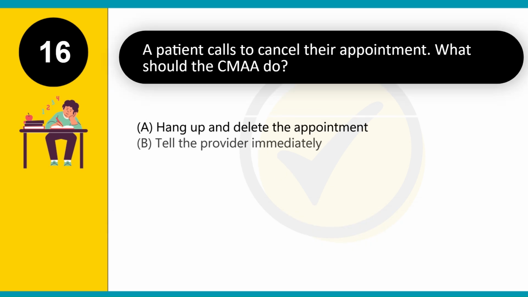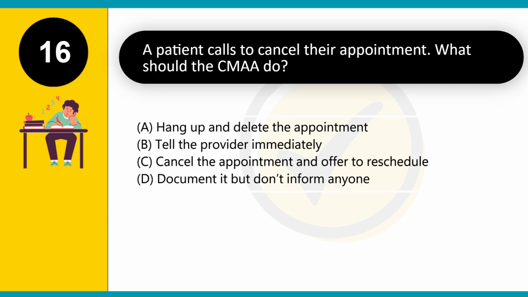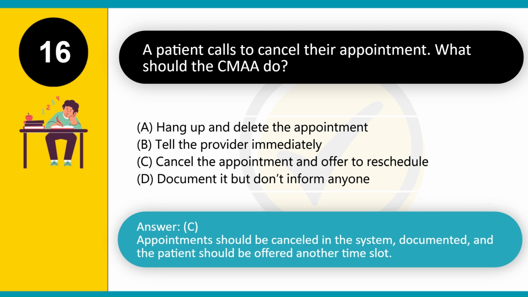A patient calls to cancel their appointment. What should the CMAA do? A. Hang up and delete the appointment. B. Tell the provider immediately. C. Cancel the appointment and offer to reschedule. D. Document it but don't inform anyone. Answer, C. Appointments should be canceled in the system, documented, and the patient should be offered another time slot.